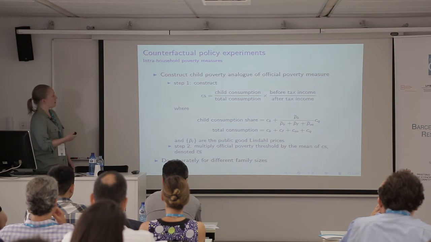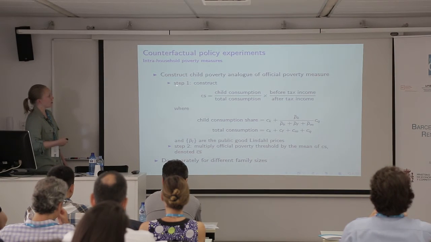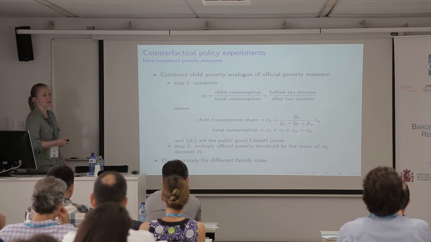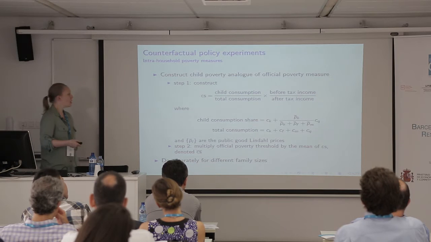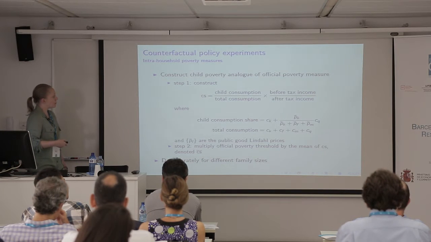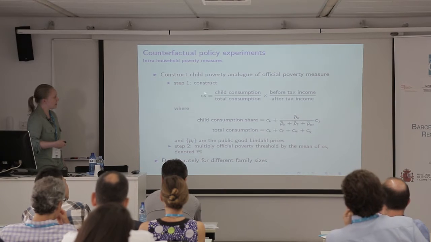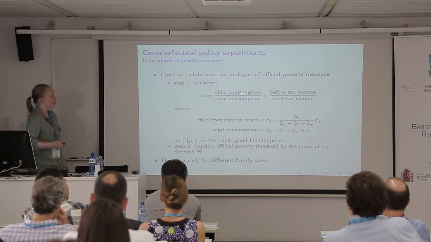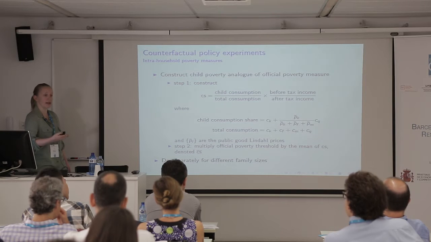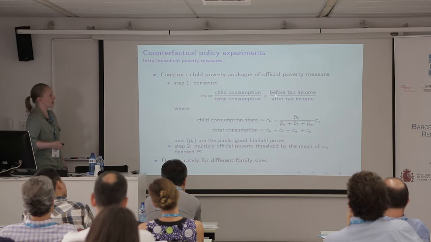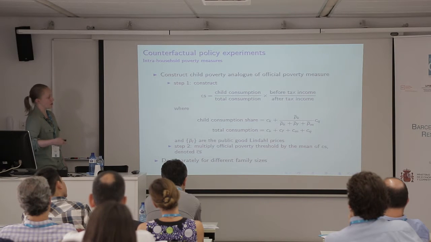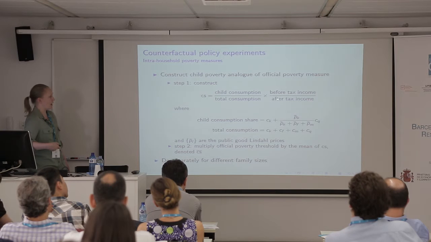So first, I'd like to start by thinking about how we can construct a child poverty analogue of the official poverty measure. The official poverty measure is just based on before-tax income. So what I'm going to do is construct this CS variable, which is going to be child consumption, the amount of consumption allocated to the child within the household, divided by total consumption. And then because obviously there's a relationship between consumption and before tax income, I'm just going to adjust that to make it in terms of before tax rather than after tax income.